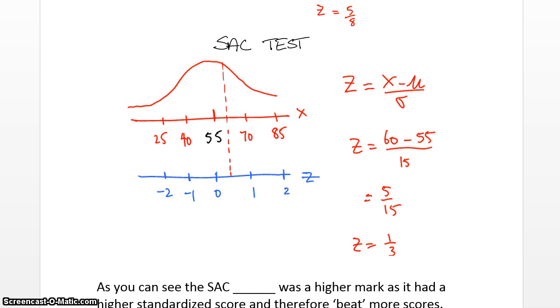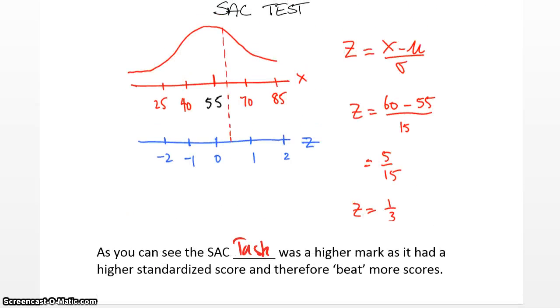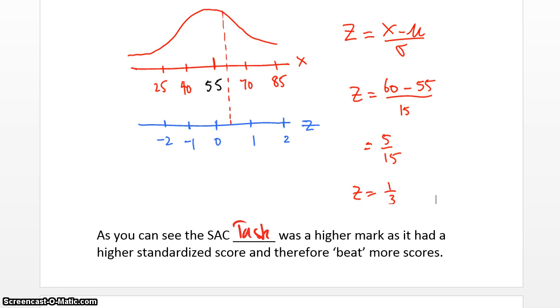So the SAC task ended up being a better score because I beat more people, and that's the name of the game, to beat as many people as you can. So in the next video, I'll explore a couple of other examples about the normal distribution, but that's essentially how the standard normal distribution works, how we compare an X value to a Z value.